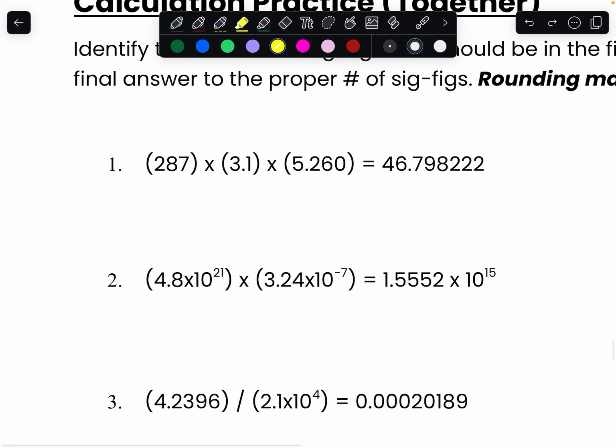So on this one, I see my first number, 287, has 3, 3.2 has 2, 5.260 has 4. So what I always do is write the number of sig figs above my measurement, and then I choose the one that has the least number out of those. So I physically write this down so I can see it. I find that students have greater success on these problems when they actually write this down on top of it and choose the right number from there. Okay, so I see that 2 is the least number of sig figs in my problem.